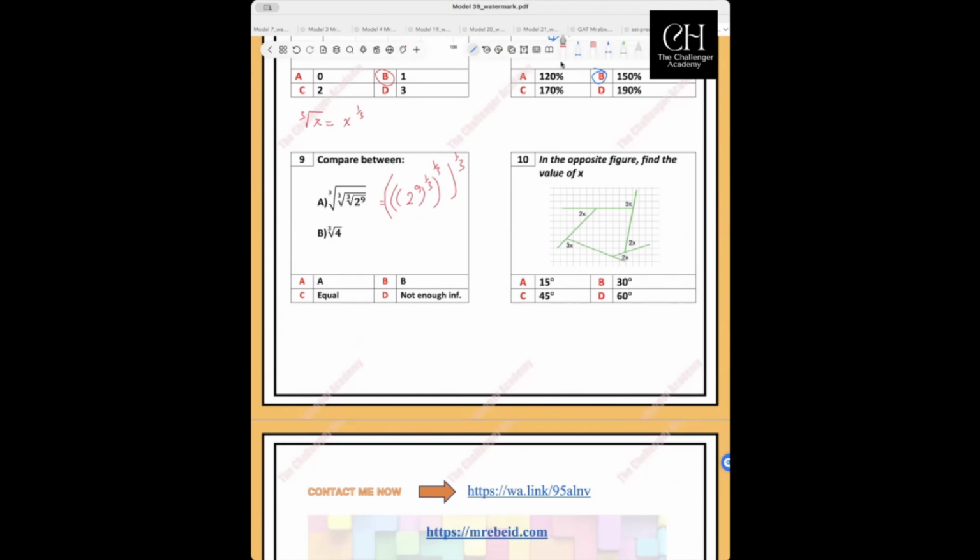Now, if you have several exponents like this, you can multiply all of them together. It means that you multiply 9 times a third, times a third, times a third. You can eliminate 3 times 3, which is 9, with 9, so the answer is a third. So all of this expression is 2 raised to the power of a third, which is the cube root of 2. Now we have the cube root of 2 and the cube root of 4. I think B is greater.